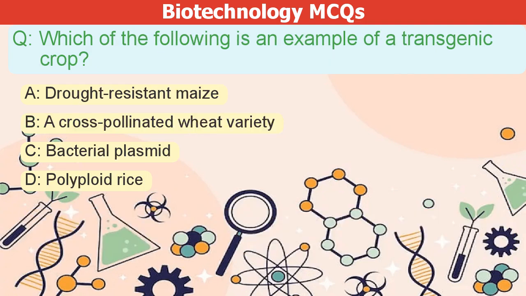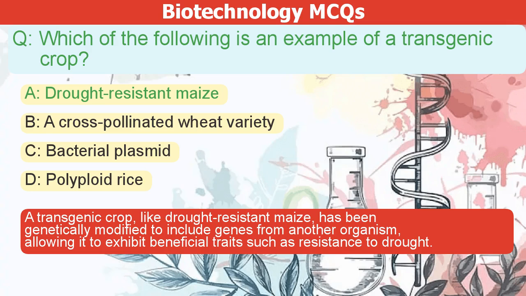Which of the following is an example of a transgenic crop? A. Drought-resistant maize. B. A cross-pollinated wheat variety. C. Bacterial plasmid. D. Polyploid rice. The correct answer is A. A transgenic crop, like drought-resistant maize, has been genetically modified to include genes from another organism, allowing it to exhibit beneficial traits such as resistance to drought.